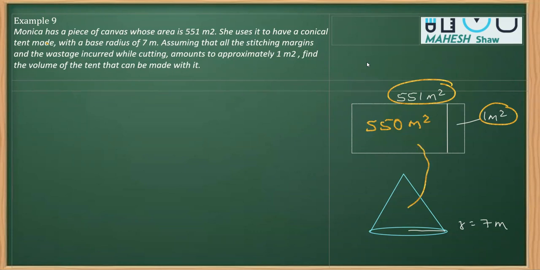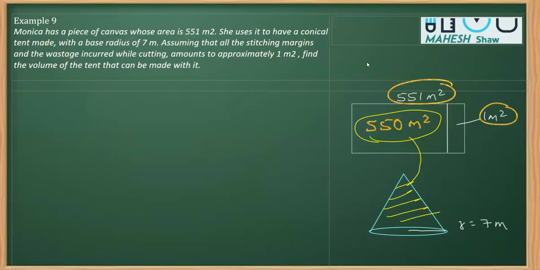Now, finally, we see that in the question they are asking to get the volume of the tent. As you know, the volume of a tent is 1 over 3 pi r square h. We already have the radius, but we don't have the height. So let's see, how can we get the height of this tent? Now, for that, first we'll compare this with the curved surface area. As you know, this is utilized in making the curved surface area of the tent.